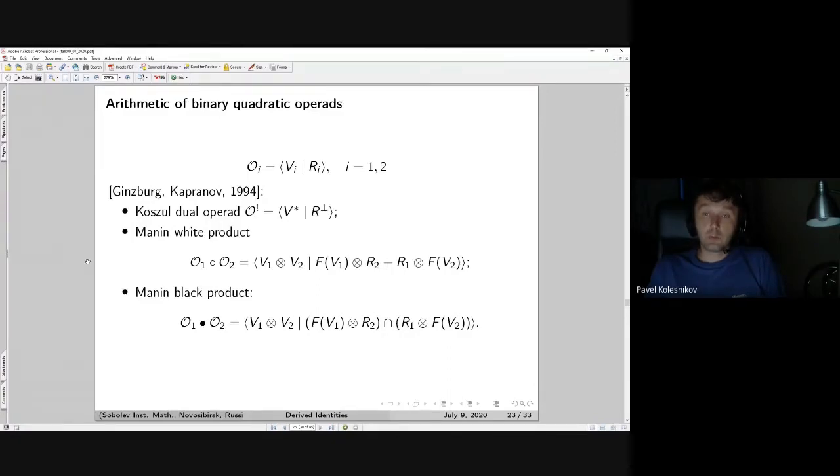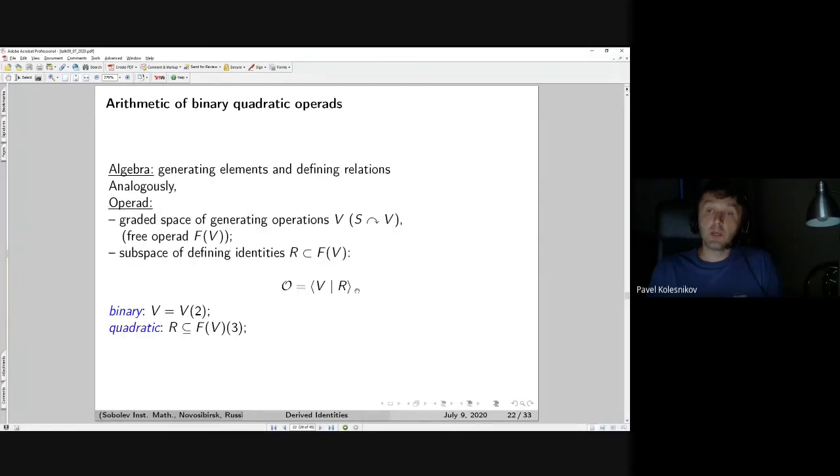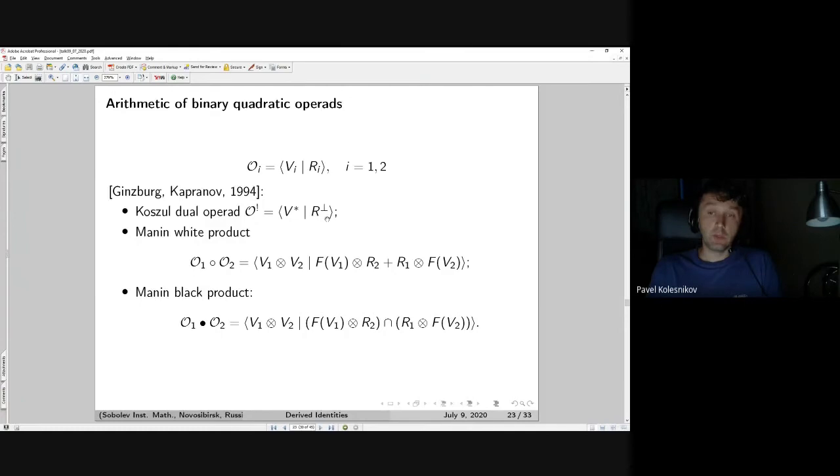They act as follows. In order to get the Koszul dual operad, we have to take the dual space. It is actually the transpose dual. The symmetric group action has the sign of parity. Odd permutations add a negative sign here, but this is not very essential. And for the defining identities, we have to take the orthogonal complement of the initial ones. So if O was defined in this way, the Koszul dual is defined in this way.